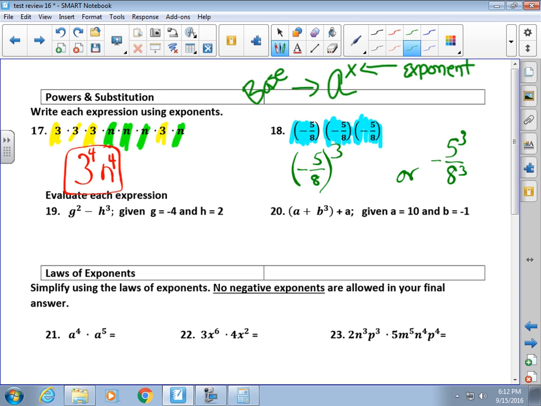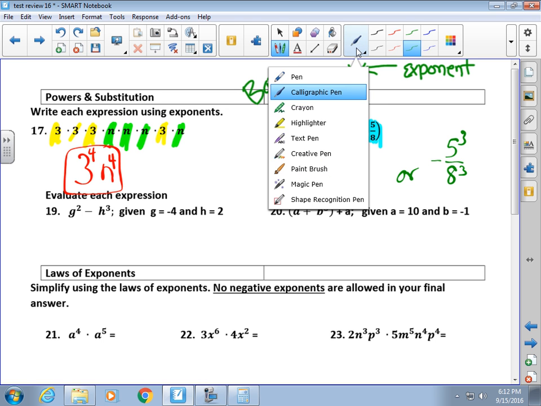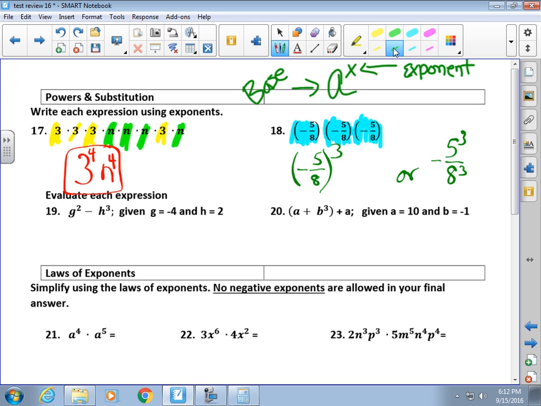That's done. Evaluate each expression. We're here. Evaluate. This is that substitution. All right. Number 19, g squared minus h cubed, given g is negative 4 and h is 2. So we're going to rewrite this problem with the given values. So I see a g, but I don't need to write that g because g is negative 4.